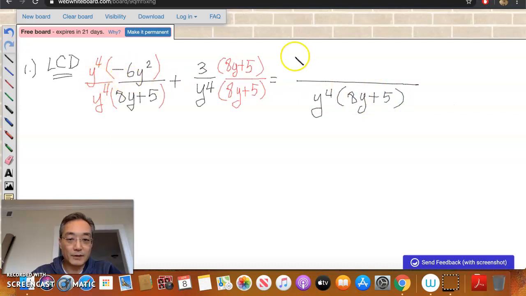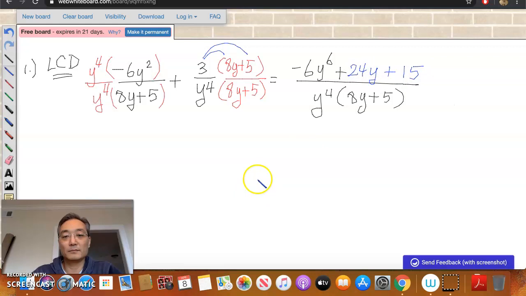And so let's take a look here. This is going to be negative 6y to the sixth, correct? When you're multiplying powers that have the same bases, just add the exponents. And then plus, we have to do a little distributive here. We're going to distribute the 3 to both terms, so now we're going to have 24y plus 15. I believe that is our final answer. There's nothing to combine up here.